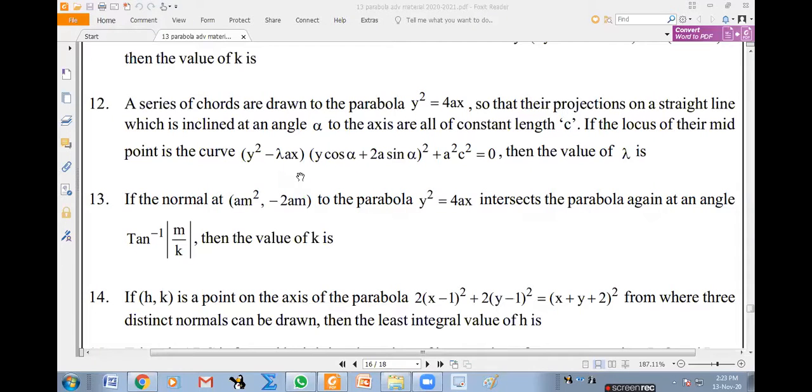Okay, what is this question? Let us read. A series of chords are drawn to the parabola so that their projections on a straight line, which is inclined at an angle alpha to the x-axis, are fixed. The locus of their midpoint is the curve. So we can do it in terms of S1 equal to S11.